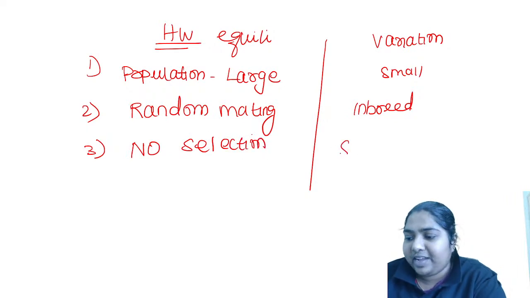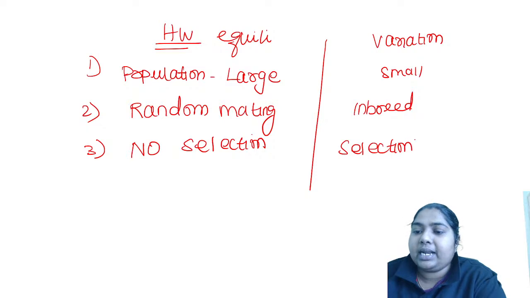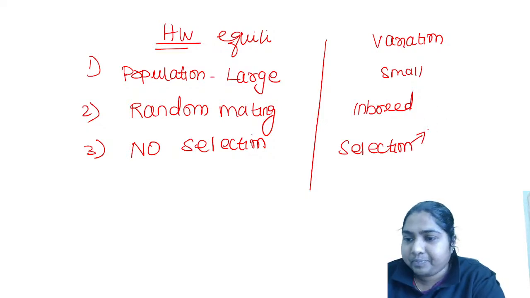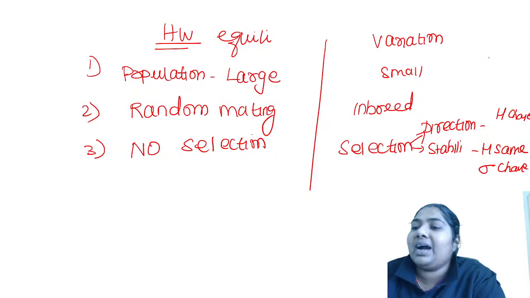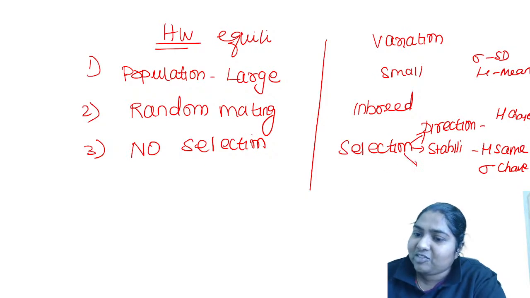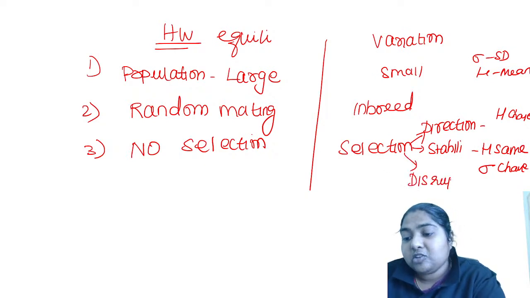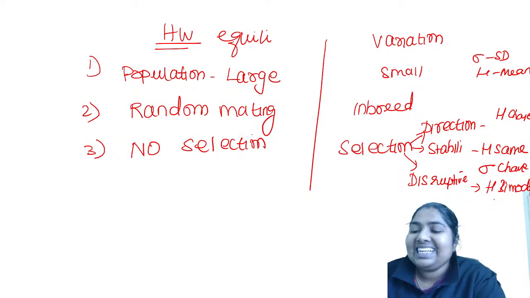But if there is going to be a variation, we saw three types of selection. Number one is called directional selection, where the mu is going to change. Next is stabilizing selection, where mu is the same but the sigma is going to change. Sigma is the standard deviation, and mu means the mean. The third one is disruptive selection. Here the mu is going to be bimodal. Bimodal means two.